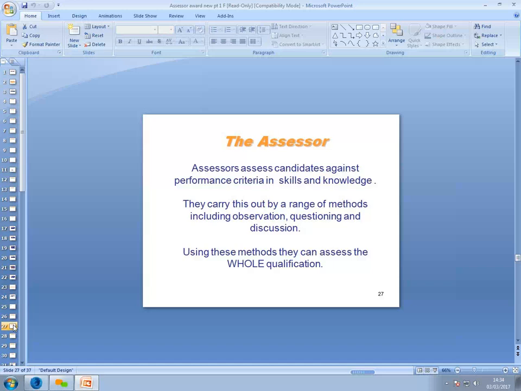Assess candidates against performance criteria in skills and knowledge. Carries out a range of methods, including observation, questionnaire and discussion. Using these methods, we can assess the whole qualification.